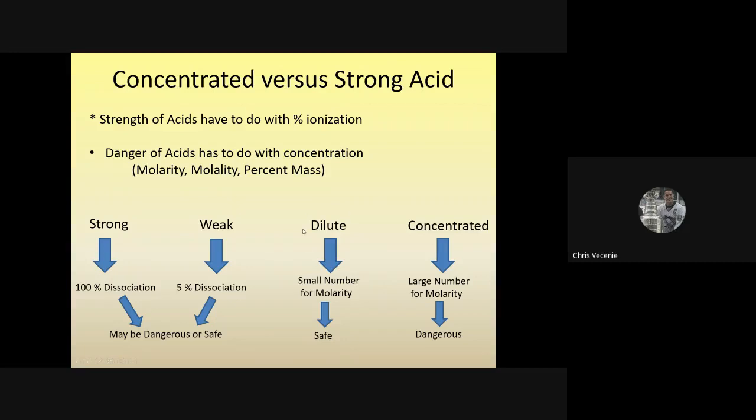Dilute acids have small numbers for their molarity. That means that they are safe. Doesn't matter if they're strong or weak. If it's dilute, it is safe. Concentrated means they have a high number for their molarity. That means they are dangerous. Again, does not matter if they're strong or weak.